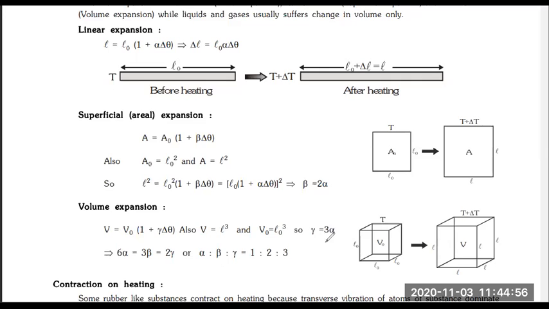Now volume expansion is the same. If you make it a cube, we will have 1 + 3 alpha delta t plus higher order terms. If you consider this and neglect the higher order terms, we will get V = V naught (1 + gamma delta t), where gamma is equal to 3 alpha. So the ratio of alpha, beta, gamma for the same material is 1 : 2 : 3. When you talk about a problem based on volume expansion, you can use bulk modulus in this concept, nothing else, or simple formula putting and getting.